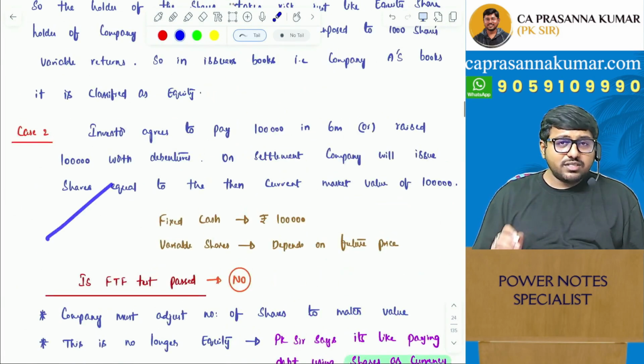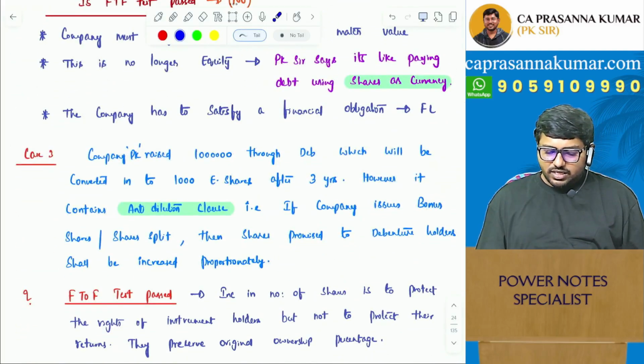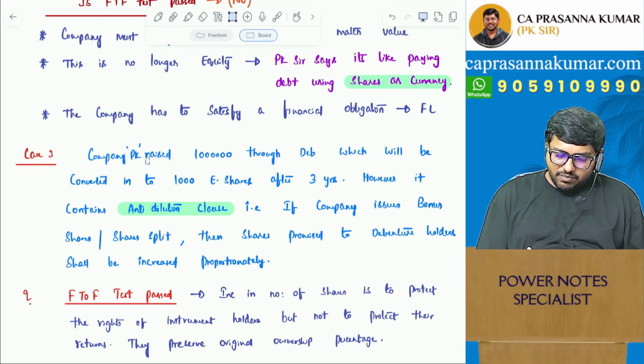So therefore, in case 2, it is a financial liability. In case 1, it is an equity instrument. Case 3, let's see. Now, company PK Limited, let me put it that way.